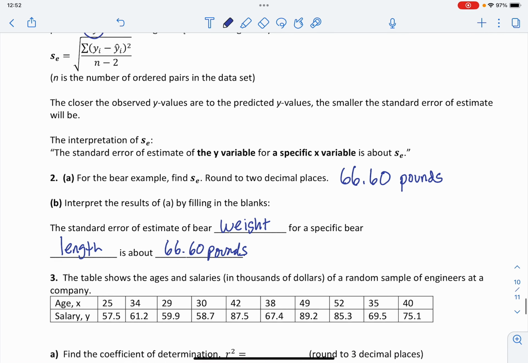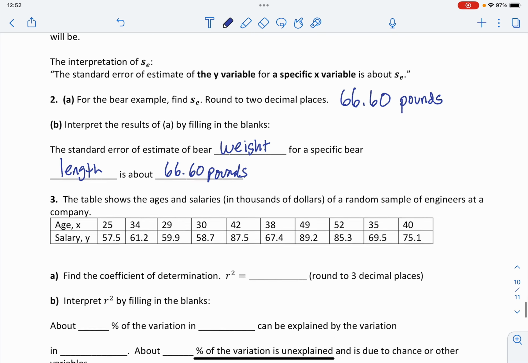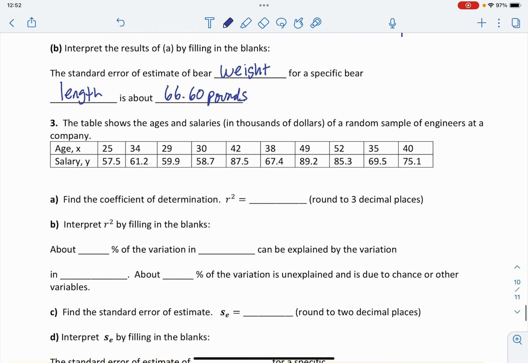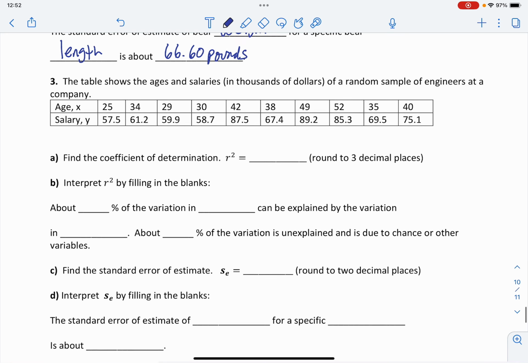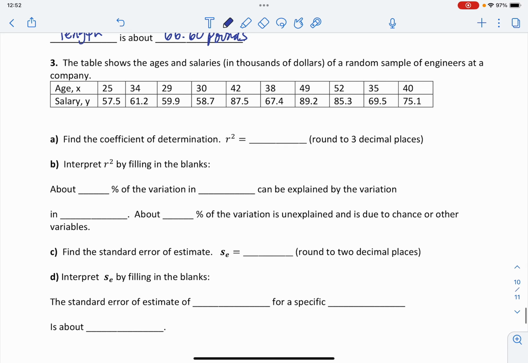Let's put it all together and do one example that has everything that we've done in this section, and maybe a little more. All right. So we have a new study. This table shows the ages and salaries for a random sample of engineers of a company. All right. And first thing we'll need to do is put it into StatCrunch, get all the numbers, and then we'll fill in the blanks with the interpretation, and we're good.